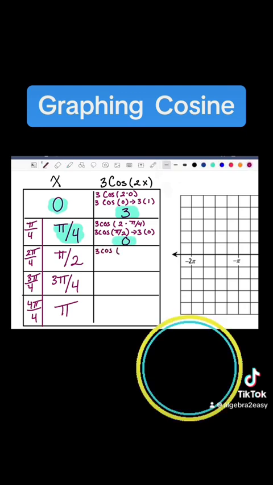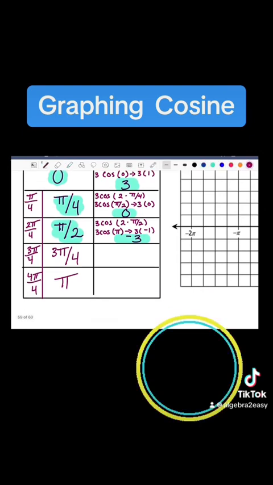3 cosine of 2 times pi over 2. So 3 cosine of pi. Well, cosine of pi is -1. So we have 3 times -1, which is going to be -3. So now we have our third ordered pair. Just a couple more times and we'll be good. I'm going to speed this one up a little bit.